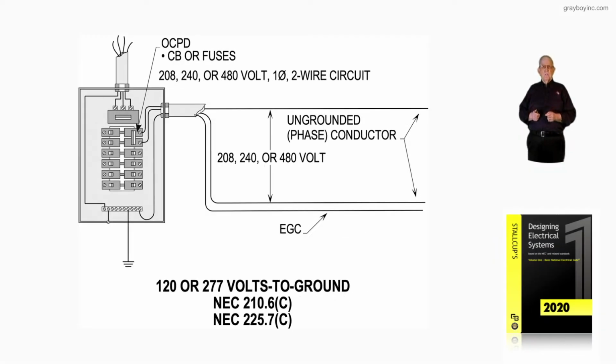Now this illustration is illustrating 120 or 277 volts to ground based upon the phase voltage. Notice on 208 volt, it's 120 volts to ground. On a 240 volt system, 120 volts to ground. But on the 480 volt system, it's 277 volts to ground. So the phase-to-phase voltage is 208, 240, or 480, but to ground it's either 120 or 277.